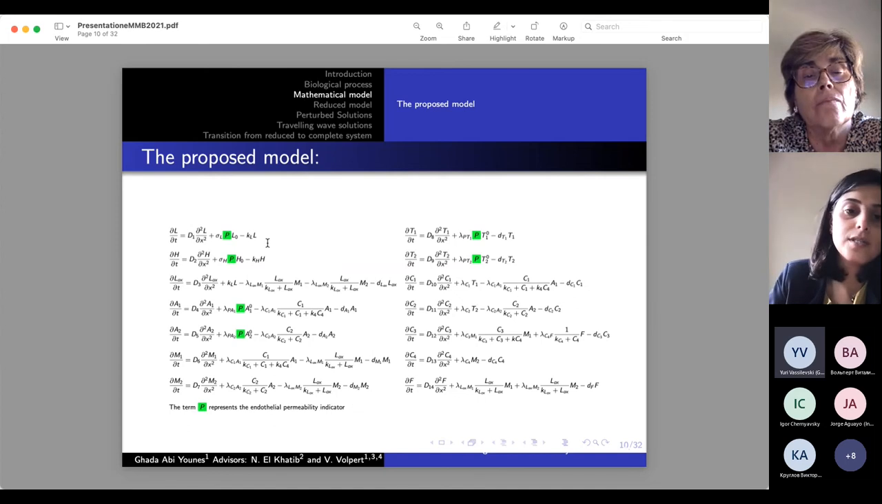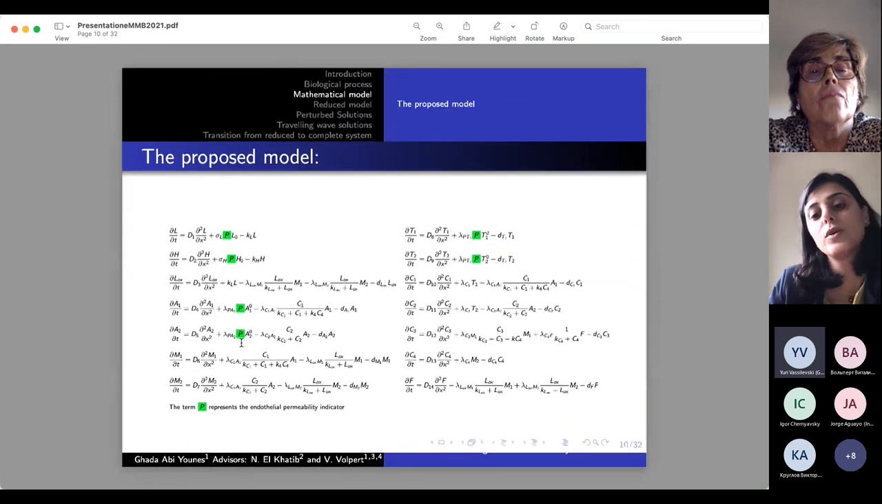And as you can notice here, we have this term P. This term P represents the endothelial permeability indicator, and it appears in the equations of the elements that are going to move from the lumen towards the intima.